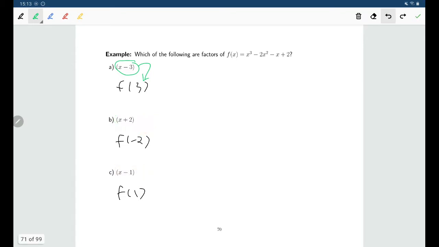So now I just need to evaluate these, so just grabbing my calculator and putting in 3 for x, and when I put in 3 for x, I got 8. And so since the remainder, that's what we found out here, when we divide f of x by x minus 3, the remainder would be 8. Since the remainder is not 0, that means x minus 3 is not a factor.